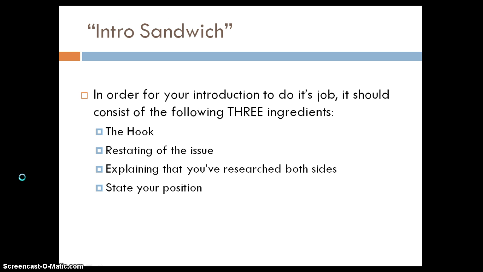Alright, our intro sandwich, which you guys are probably used to by now. There's a few ingredients that go with this. The hook is the main one, and a lot of you know the type of hooks we use in this class, which is imagine a world where, picture this, a question, or a statistic. Then you restate and explain why you've researched both sides. So you have to restate so that we know what you're talking about. It should be able to make sense to someone that had no idea what the assignment is. Obviously, you're going to state that you researched both sides and then put your position in that.